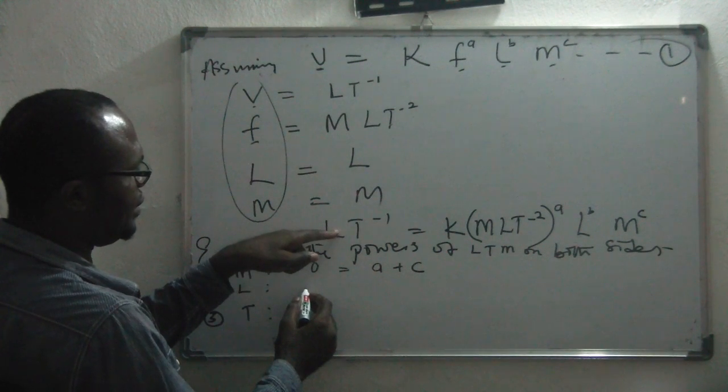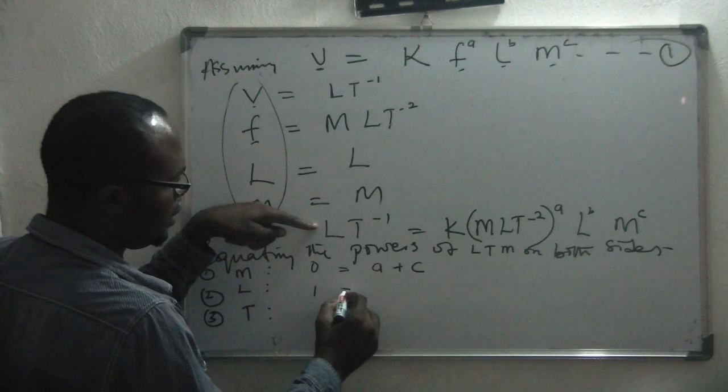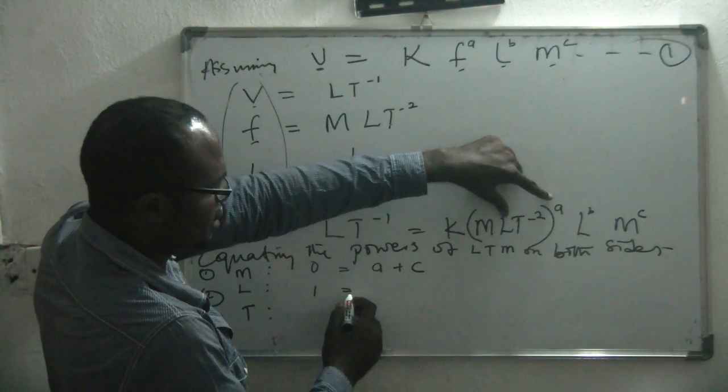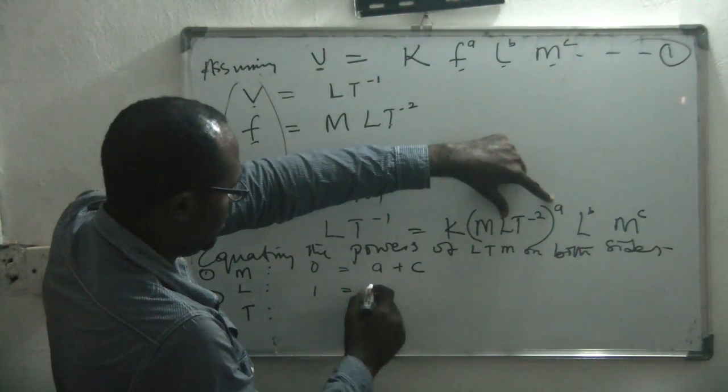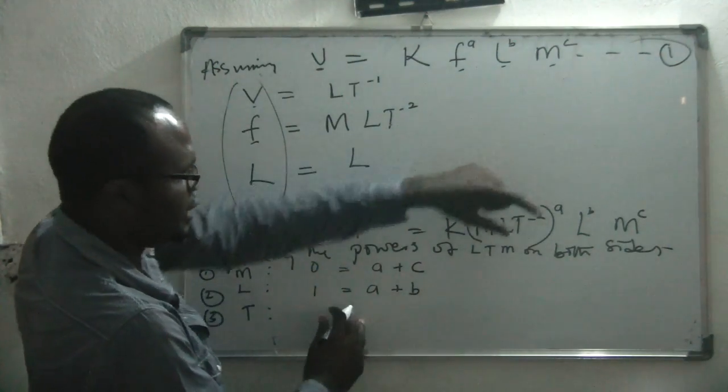Equating the powers of L. Do we have any L here? Yes. So we have 1, equal to. Is there any L here? Yes, how many? 1, times A. Is there any other L? Yes, B.